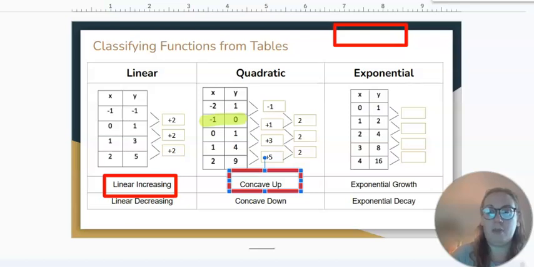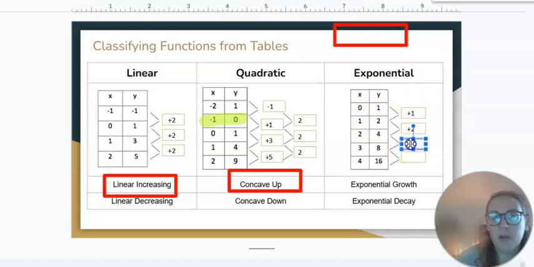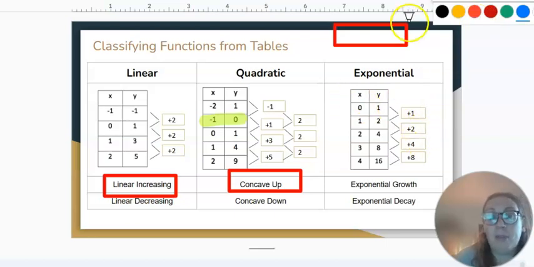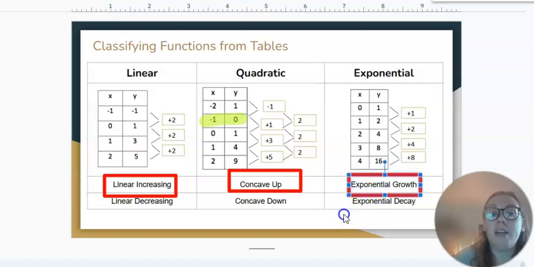And for the next one, we're looking at an exponential. We can see that it's going up by 1, and then we're going up by 2. 2 plus 2 is 4. 4 plus 4 is 8. 8 plus 8 is 16. We're actually multiplying by 2 each time. With exponentials, we're going to see these multipliers, and this is an example of growth. We see those values are getting bigger.